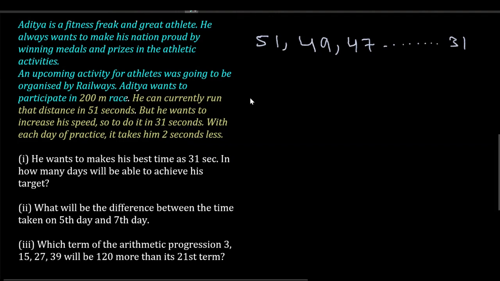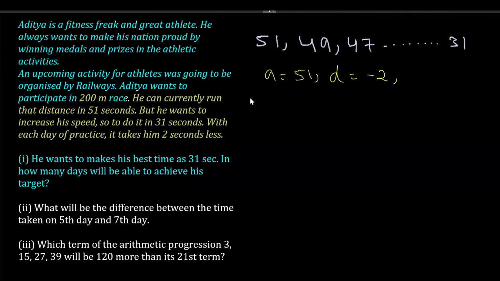Now, what does it say in the first part? He wants to make his best time 31 seconds. In how many days will he be able to achieve the target? What you can observe from this is that we have a, the first term. This is an AP clearly. a is 51. d, the common difference, that is 49 minus 51, should give you how much? Minus 2. And over here, we know the nth term, that is the last term, an, as how much? 31. What we have to get is the number of days, that is n.